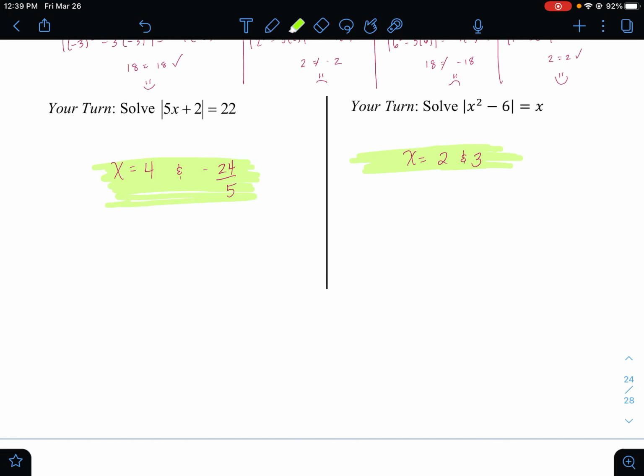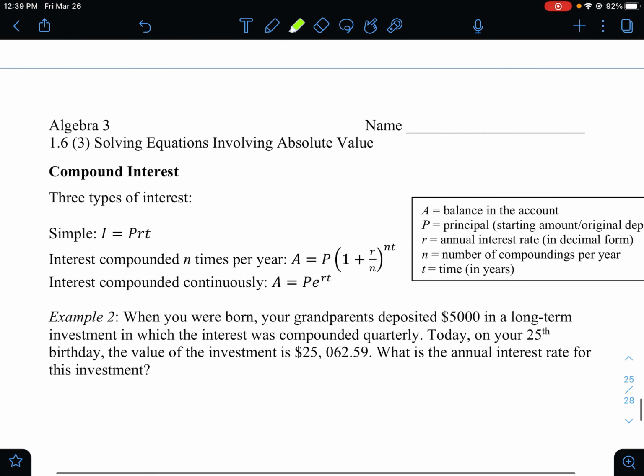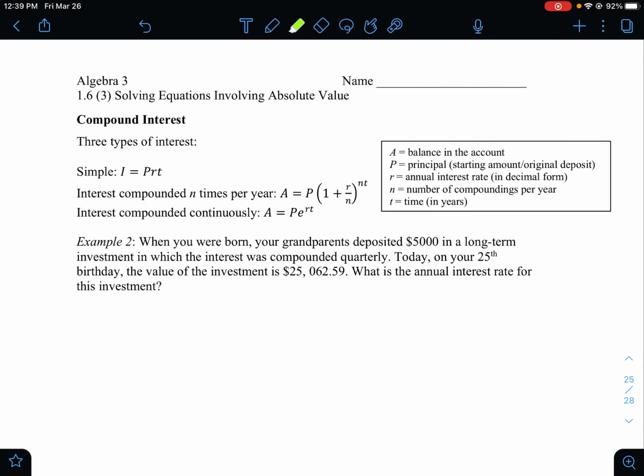Okay, moving on, we're going to shift gears a little bit, because remember this is section 1-6, which is all about solving different types of equations. So the next thing we're going to look at is different types of interest equations. And the one that we are going to spend probably the most amount of time on today is this one right here.